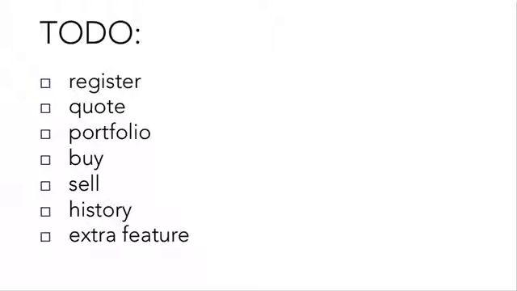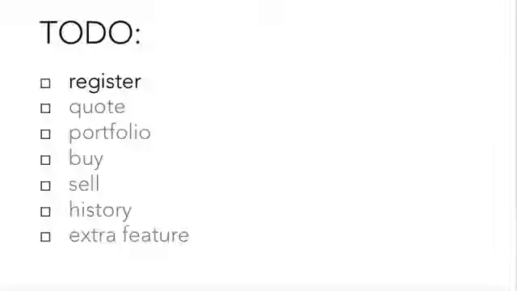Portfolio will display to the user what stocks they currently have in their portfolio. Buy allows them to buy a stock. Sell, therefore, allows them to sell one. Then they should also be able to see the history of all of their transactions. And in addition, you'll have your choice of implementing an extra feature for the site. So let's tackle register first.